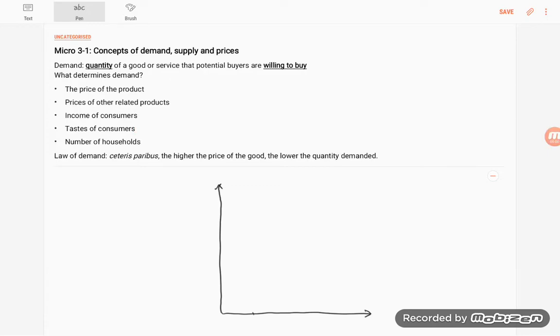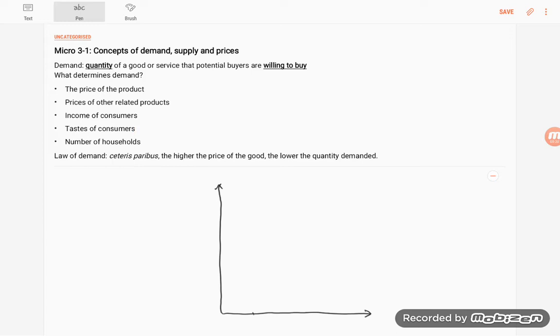The third chapter of microeconomics is all about demand, supply, and how we use these to determine prices. In this video, we will briefly review some of these concepts. Demand is the quantity of a good or service that potential buyers are willing to buy at a specific price.